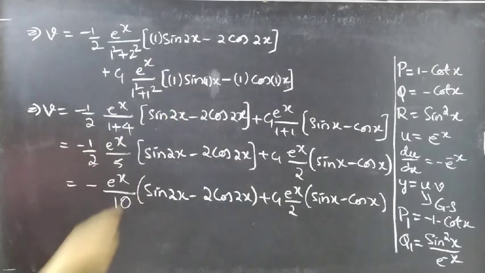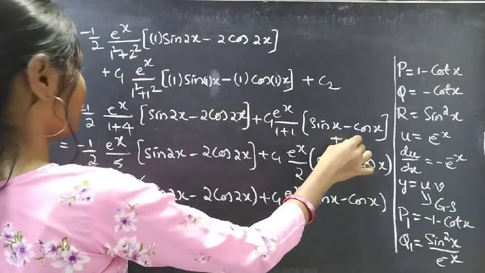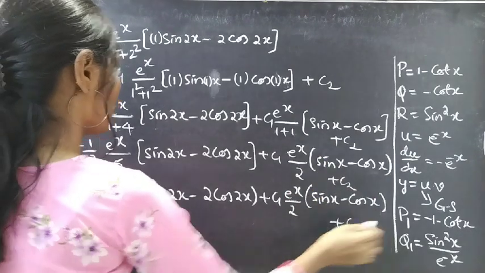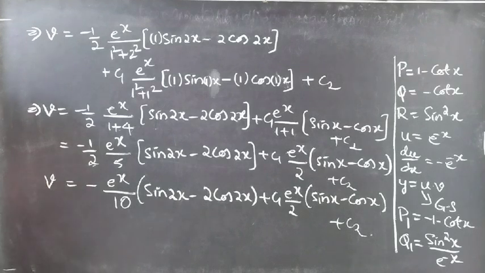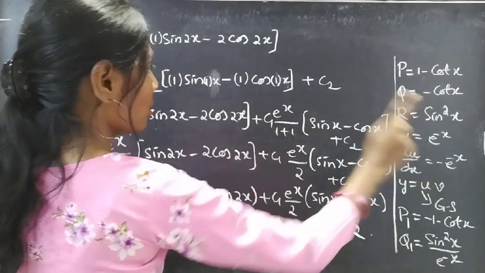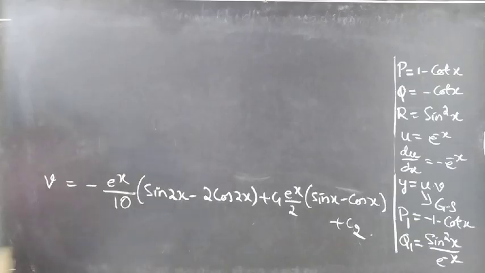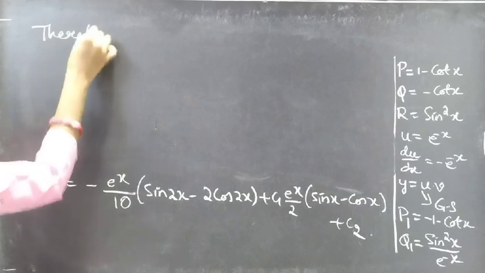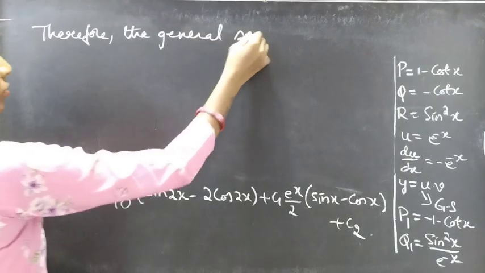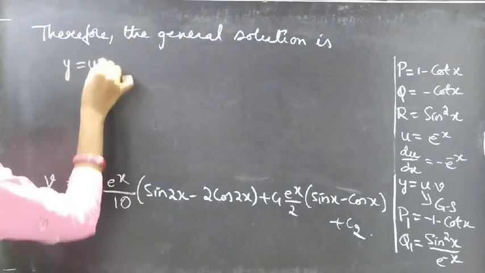See here, after applying the integral formula, we'll get one integral constant, say c2. So this is our required v. We got v and we already have u. So let's write the general solution. Therefore, the general solution is given by y equals u into v.